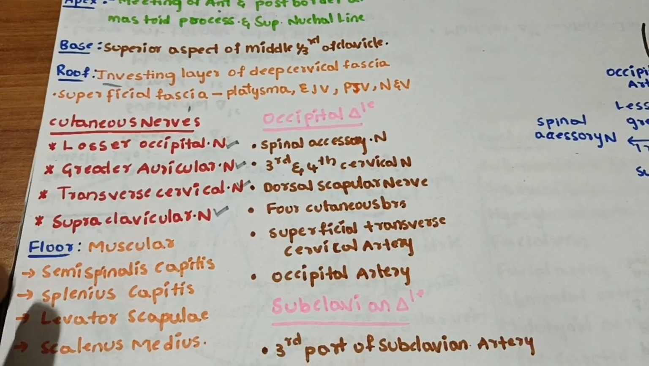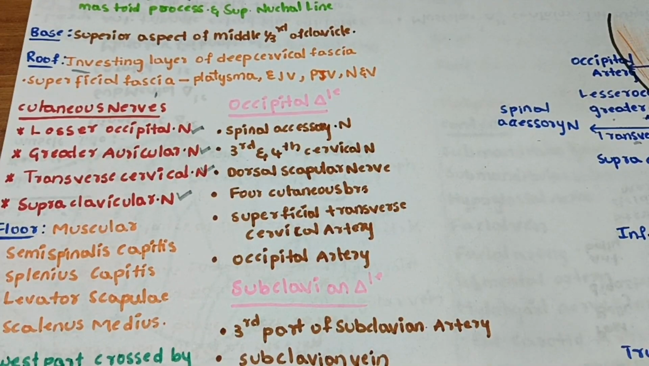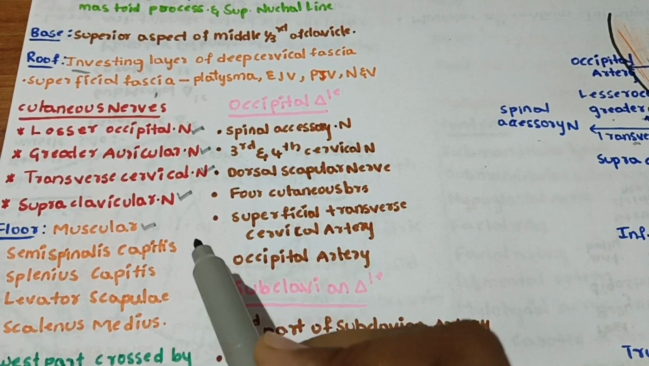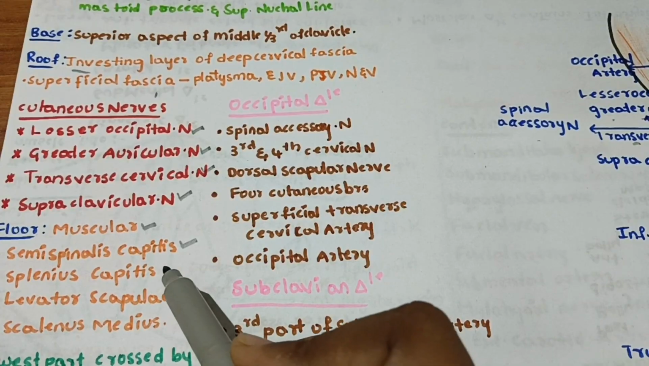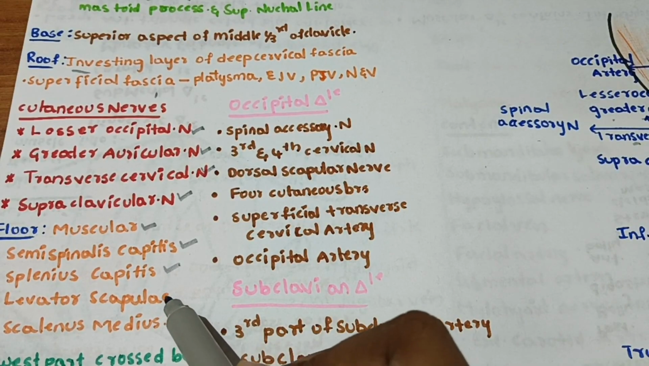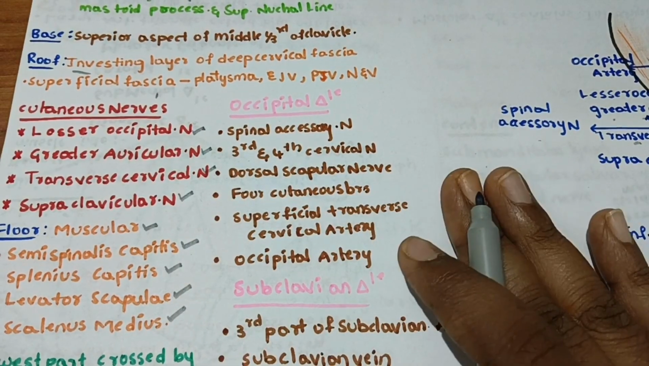Now the floor. What is the floor made of? The floor is made of muscles, hence it is muscular. So there are 4 muscles. What are they? Semispinalis capitis, splenius capitis, levator scapulae, scalenus medius. These are the 4 muscles that are going to form the floor of the posterior triangle.